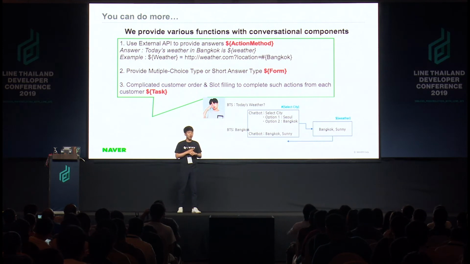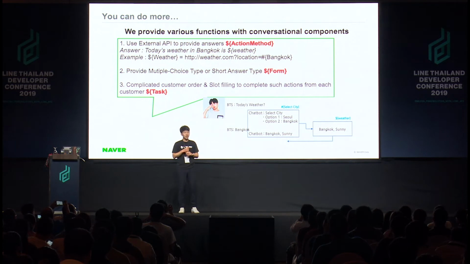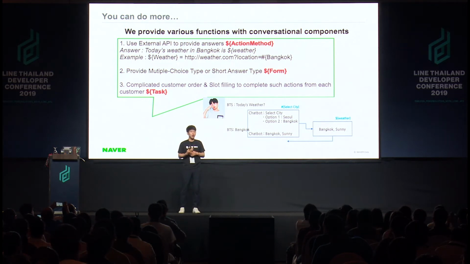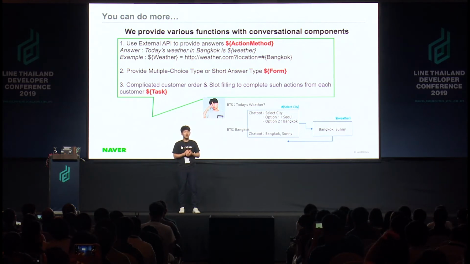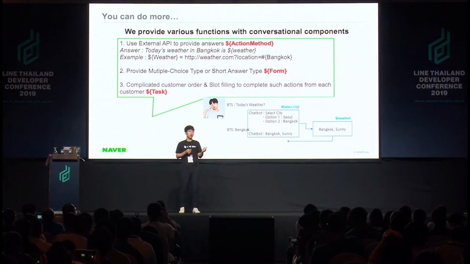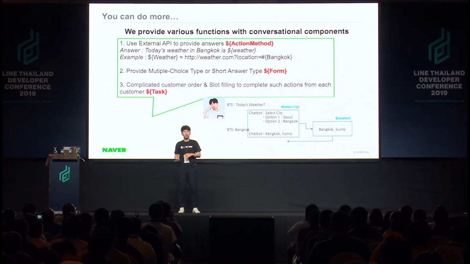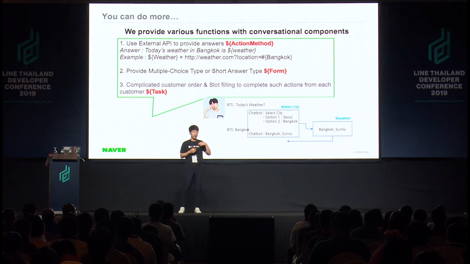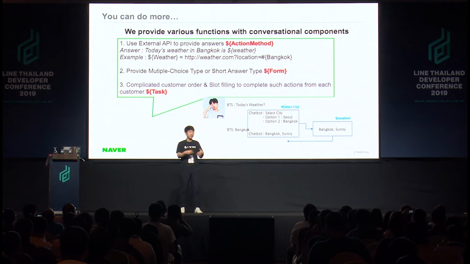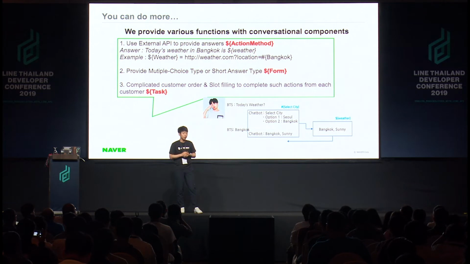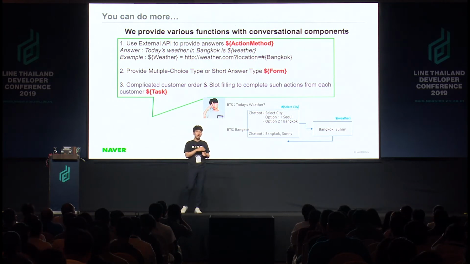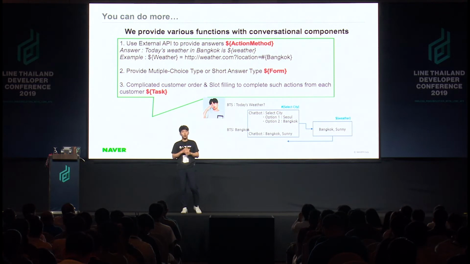We also have an action method, which is an external API to provide answers. Let's say someone asks about today's weather, so the chatbot asks where. They select a city, Seoul or Bangkok. If the user clicks Bangkok, we go to the external API to get the weather information and then provide the answer to the user. That's called an action method that we can put in our scenario. And also a form, which can provide multiple choice answers and short answer types.